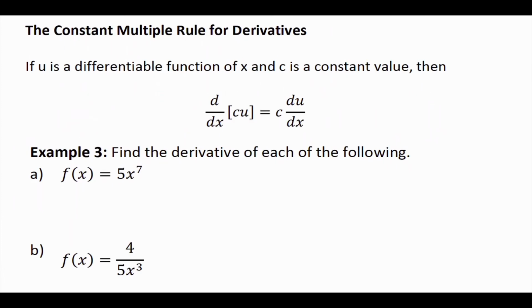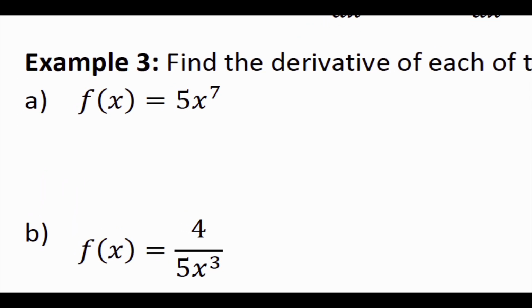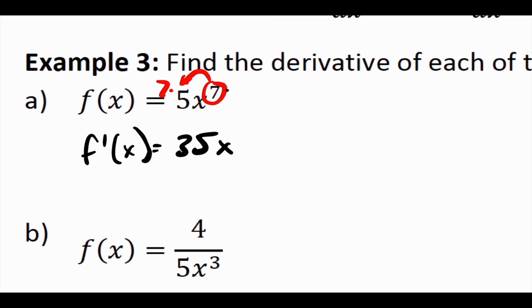All right. The constant multiple. This one's kind of an offshoot of the power rule. What if there's a number in front? Well, we said that earlier, right? You multiply 7, the power, times whatever's there. So f prime of x is 7 times 5, which is 35. Subtract the power. There's a derivative.